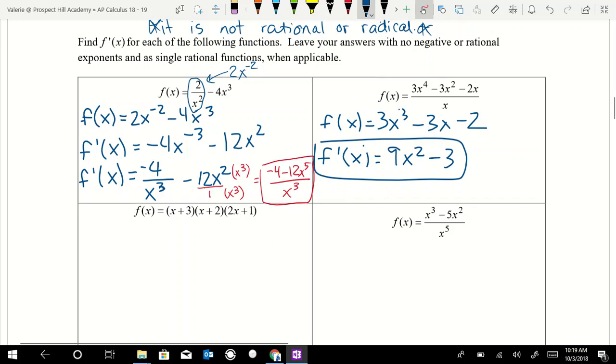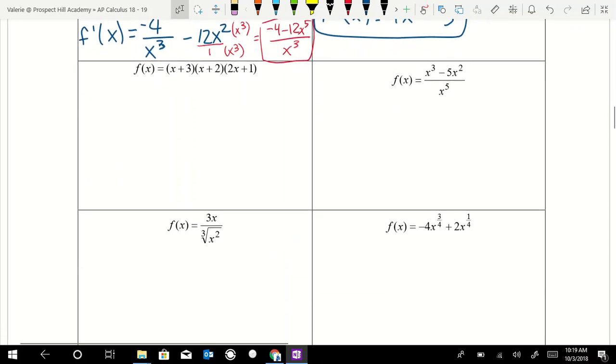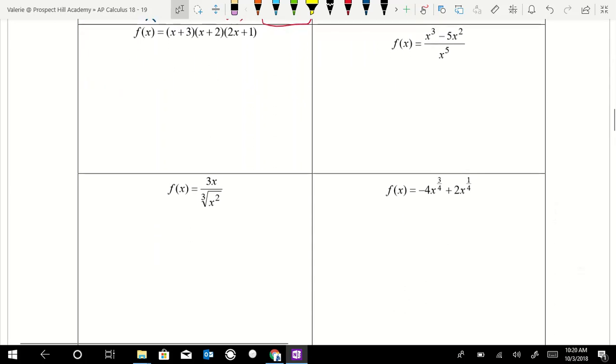All right, we're going to do probably 2 more. Actually, the 2 on the left side, and I'm going to leave the 2 on the right for you to do on your own. So the 2 on the left, we have f of x equals (x plus 3)(x plus 2)(2x plus 1). To solve this, we need this to be in polynomial form.